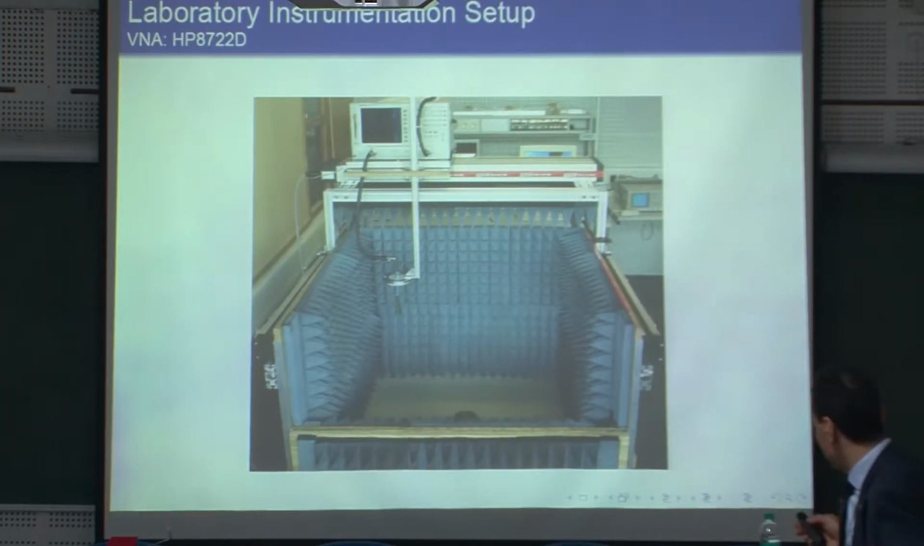Okay, I think this is a better picture. As you see here, this is the carriage. We have our network analyzer. We have the holder for the antenna. This is the antenna here. I think this smallest one was in the Ku band, Ka band, up to 40 gigahertz, if I'm not mistaken. I think so.